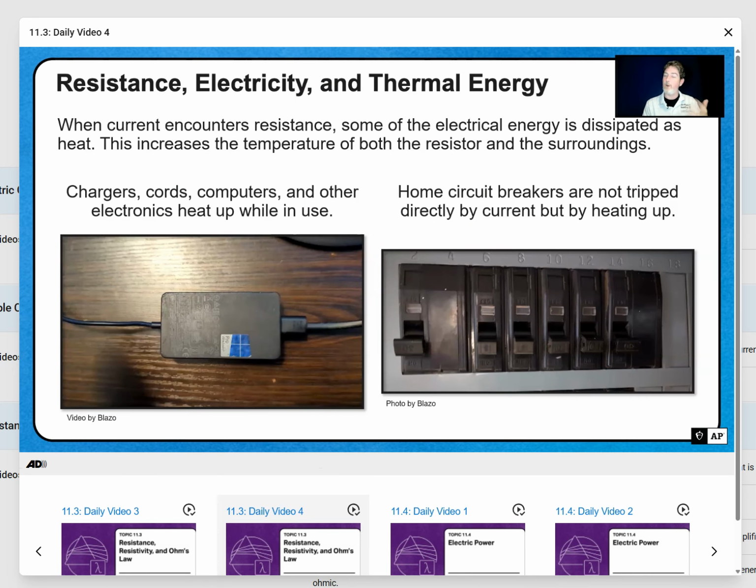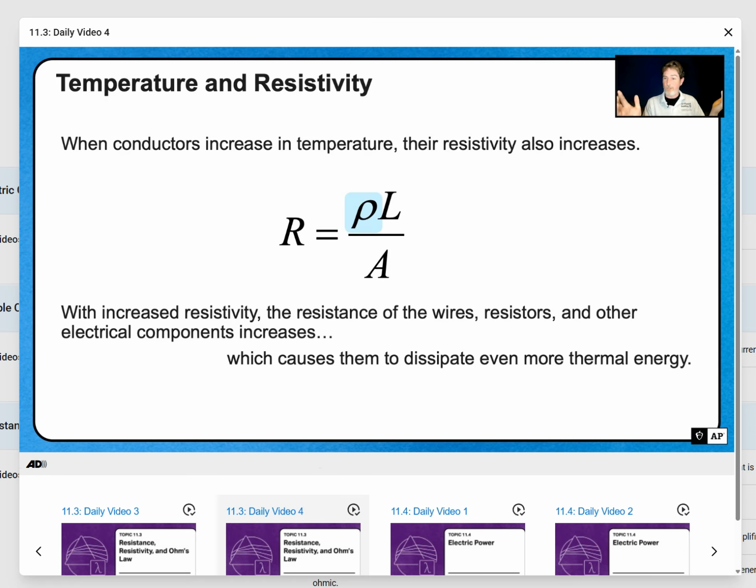And with increased resistivity, the resistance of the wire, resistor, or other component must also increase, which means it will dissipate even more heat, increasing its resistivity. A little bit of a positive feedback loop, where just the heat dissipating itself will make the component have more resistance, which means it's no longer ohmic.